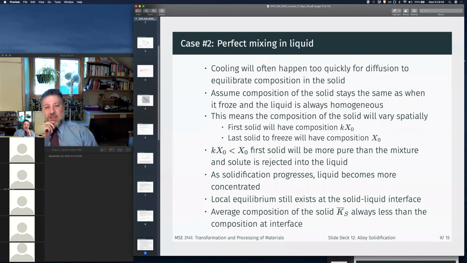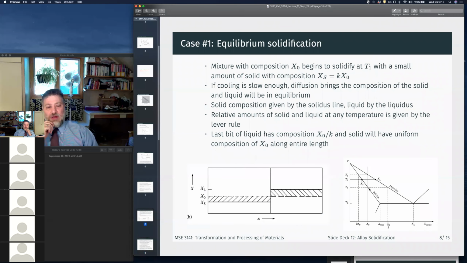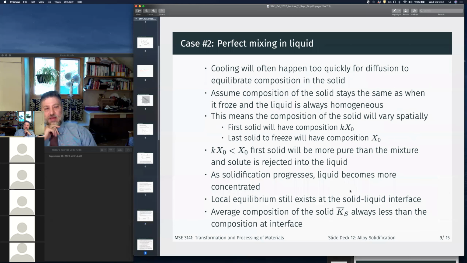If we just went down our curve, we would say that the last solid that freezes in equilibrium solidification had composition x naught. But in reality here, because we don't have any diffusion, it means that the last liquid that's going to freeze is going to have composition x naught by k.